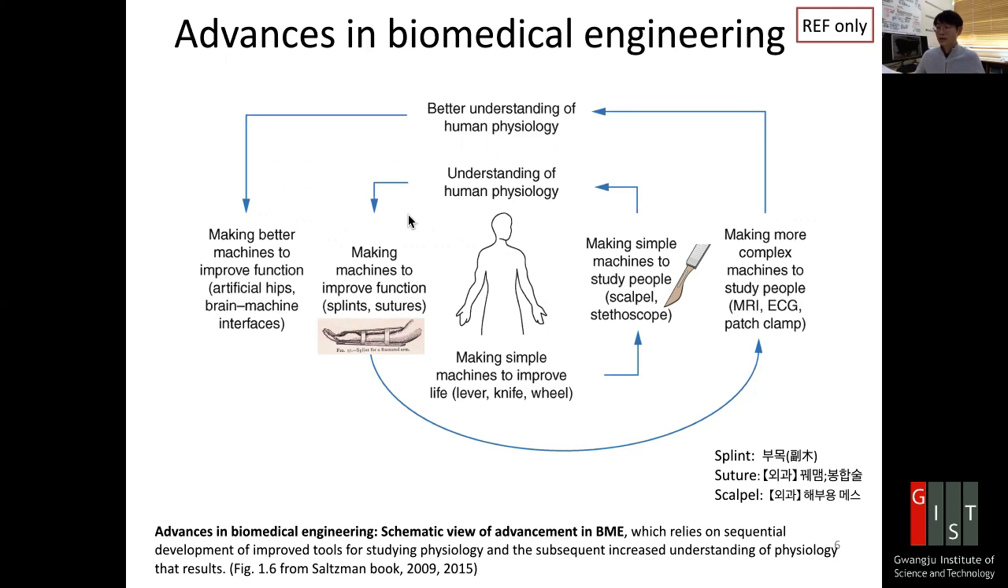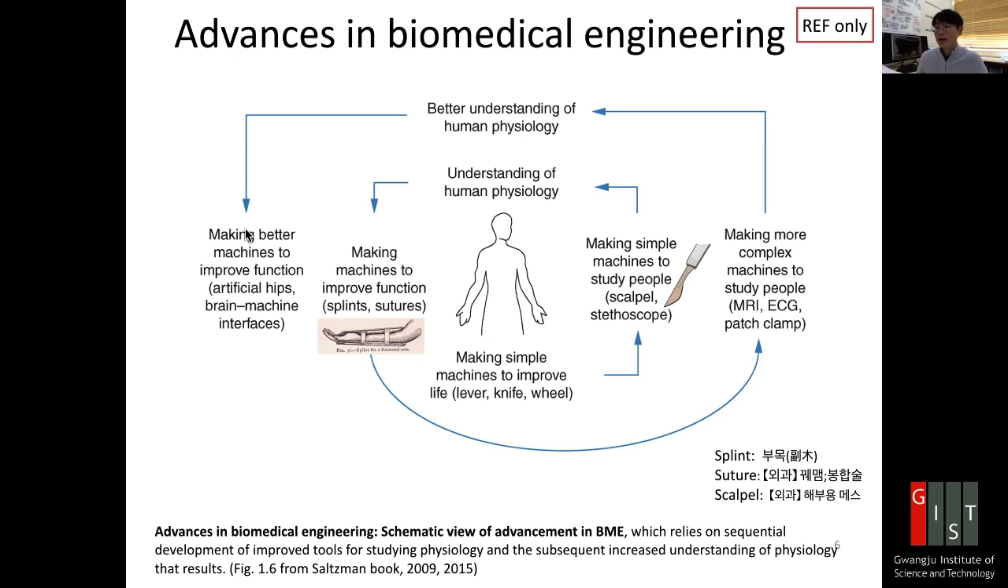And that leads us to making even more complicated machines to improve our function, for example, splints and sutures to close up a wound or surgical site. And thus, we make more complex machines to study people. This includes magnetic resonance imaging, electrocardiogram, or even patch clamp, with which we can find fine electrical signals at the cellular level. And this allows us to understand our human physiology better.